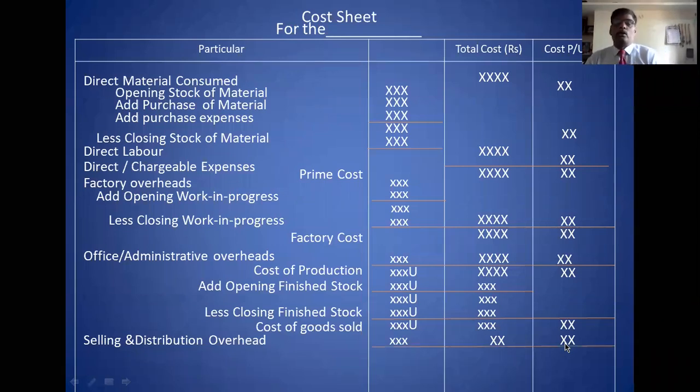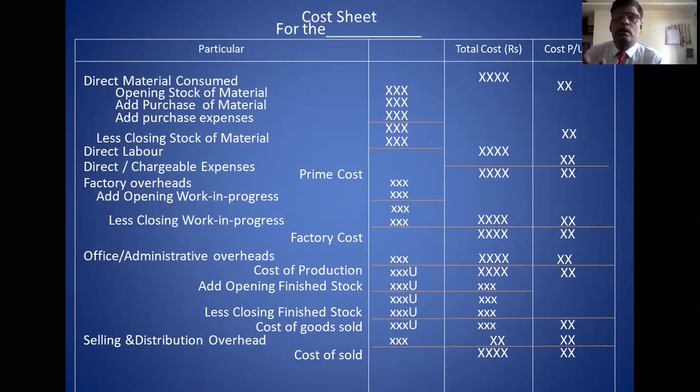Then you take the total. This total is called cost of sale. It is wrongly taken as cost of sold; you take it as cost of sale. Am I right? Then to this cost of sale, if you want to earn profit, you add the required amount of profit.